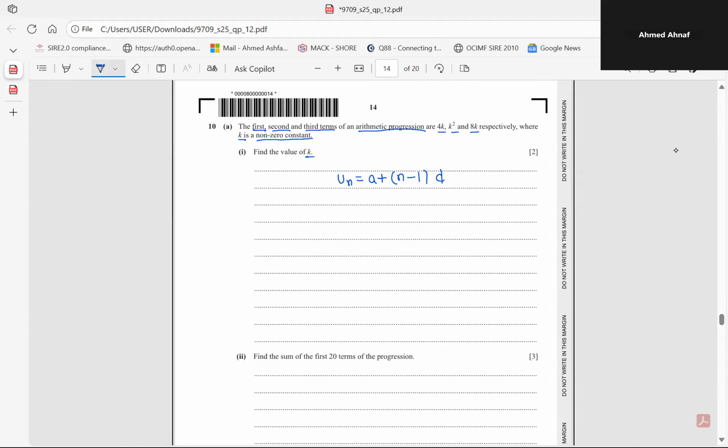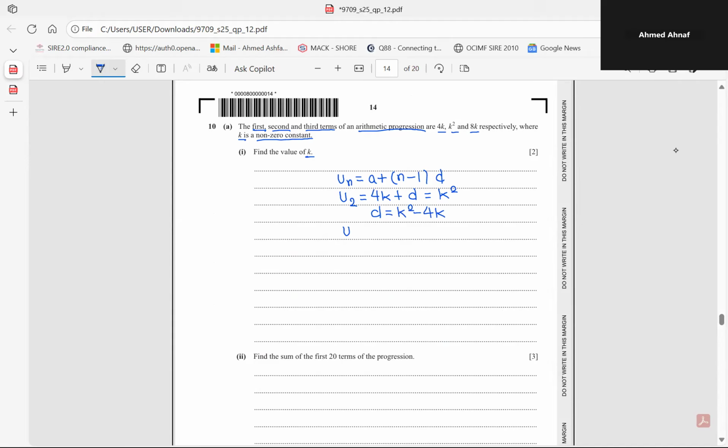Okay, so let's find our U2. So U2 is 4k, which is the first term, plus 2 minus 1, D. So 4k plus D. And U2 is just k squared. Okay, now let's make D the subject of this equation. So D is equal to k squared minus 4k.